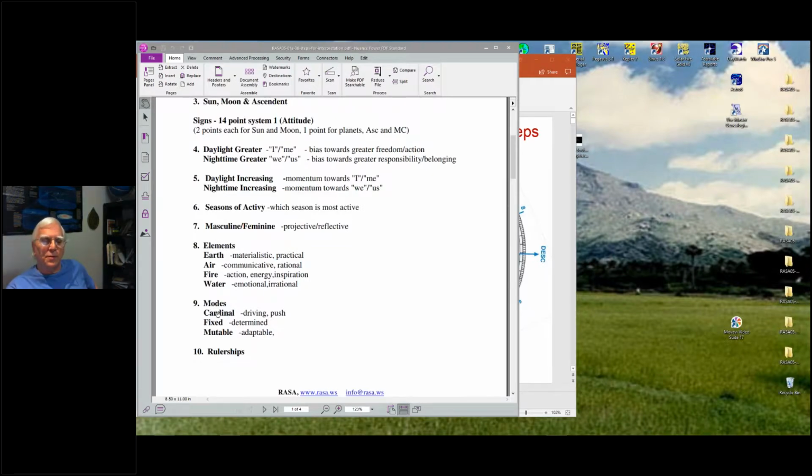We're going to do the modes first, cardinal, fixed, mutable, then earth, air, fire, then the elements. And you're going to see how many points in each of these from your whole chart. And you'll see which ones are generally accentuated. Looking at the whole chart and all the points, you see it. Then how many times do rulerships get accentuated? How many signs do they influence, by where the planets are? So this is our first 10 steps.